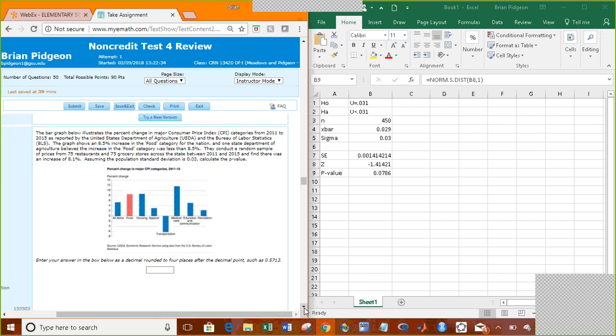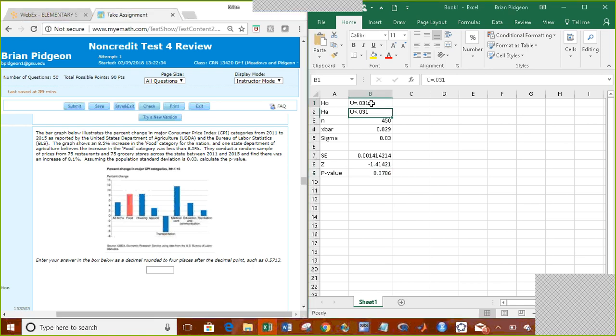Alright. So this one, everything's going to be given to us. The graph shows an 8.5% increase in the food category for the nation, and one State Department of Agriculture believes the increase is less than 8.5%. So really almost the same exact question. 0.085 is our null hypothesis. The alternative is less than 0.085.